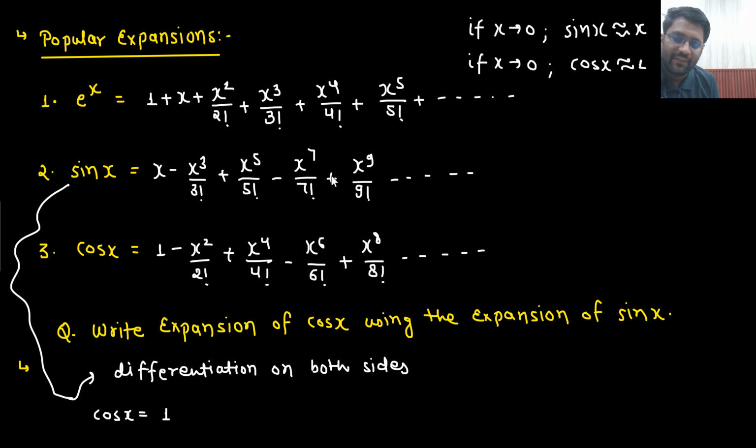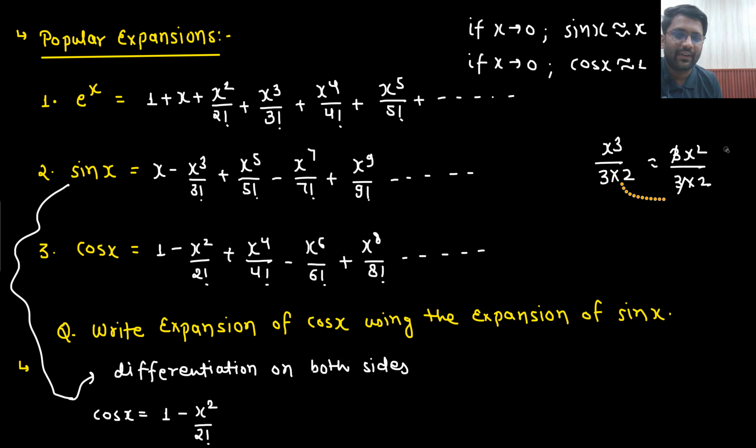1. If I differentiate x to the power 3 divided by 3 factorial, which is 3 into 2, what will I get? 3x square divided by 3 into 2. So 3 and 3 will get cancelled out. x square by 2. Minus sign is already there. x square by 2, or I can write x square by 2 factorial.